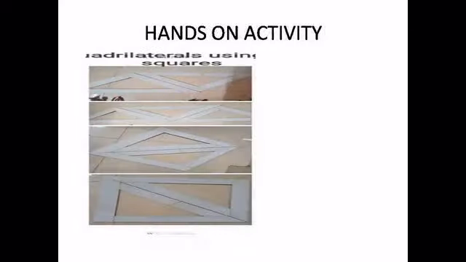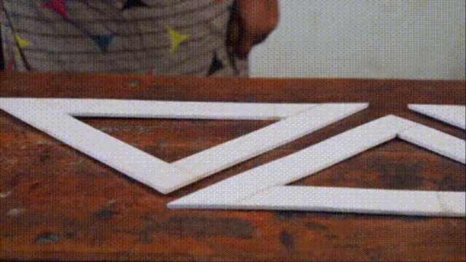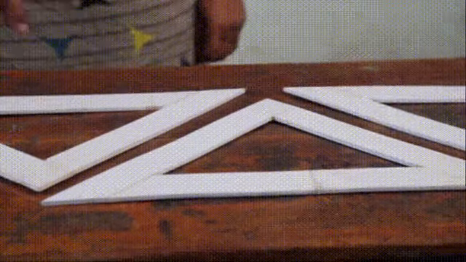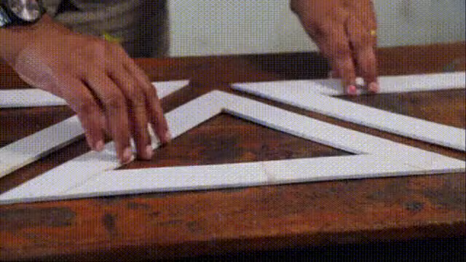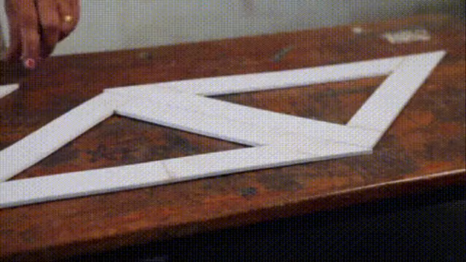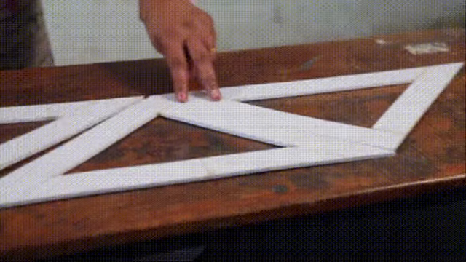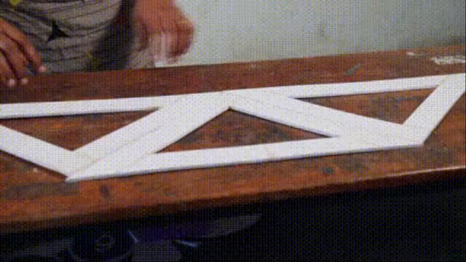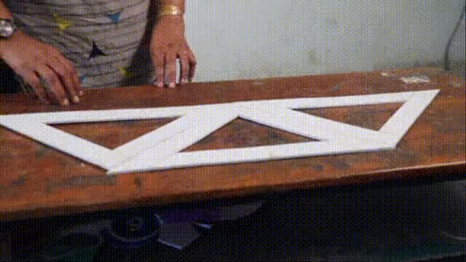Now a hands-on activity. We can take 4 equal set squares or equal triangles. We can form different shapes of quadrilaterals. That is the understanding of basic shapes, and the students can learn the properties of all quadrilaterals very easily. It is a hands-on activity to understand the shapes clearly and their properties.